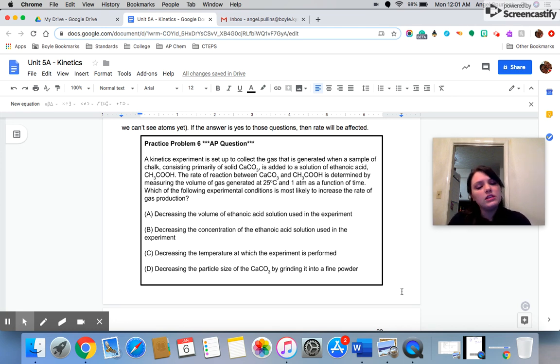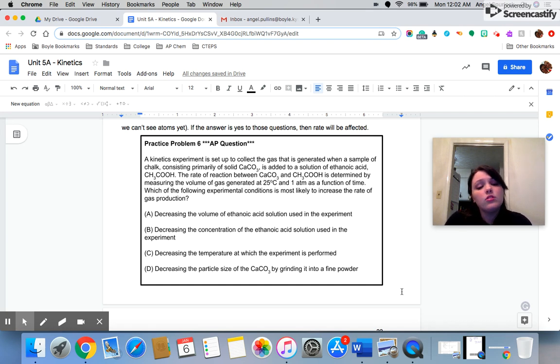C says decrease the temperature at which the experiment is performed. Okay, well, we know heat them up, speed them up. So cool them down, slow them down. Well, slowing them down is going to make them collide less. That's not good for increasing reaction rates. That's the opposite. That's going to decrease our reaction rate. Also, decreasing the temperature is going to decrease the energy that the particles have, which means that if they get to collide, they're not going to be meeting that activation energy. All right, so C is definitely not going for it.